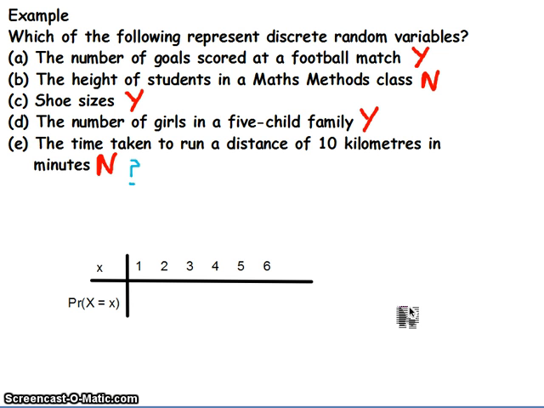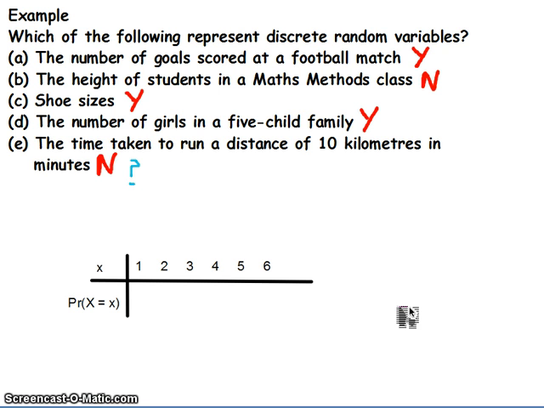Heights of students in a maths methods class, that one's a little trickier. Yes, we could count them, but how would we define our measurements? I think that's the problem. Do we have countable outcomes at 1.75 meters, 1.76 meters, 1.77 meters, and so on? We'd have a very big table. It's usually thought of as continuous data rather than discrete data, because it could be more and more finely chopped up. You could chop a centimeter into millimeters and so on.